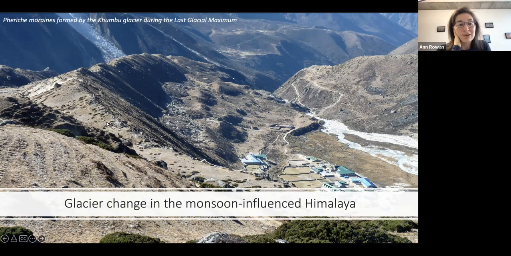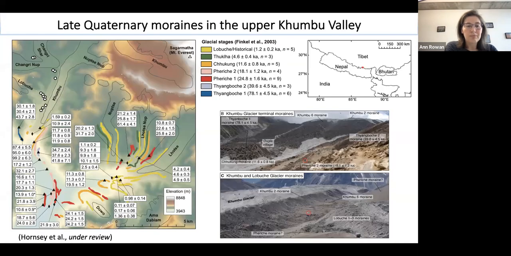So these are the last glacial maximum moraines built by Khumbu Glacier that have been previously studied and dated by Lewis Owen and Robert Finkel. And I'll show you some results from their work. And then we've been working further up valley to look at the Holocene moraines. And I should say that this is work by Josephine Hornsey as part of her PhD that she's just finishing up now at Sheffield.